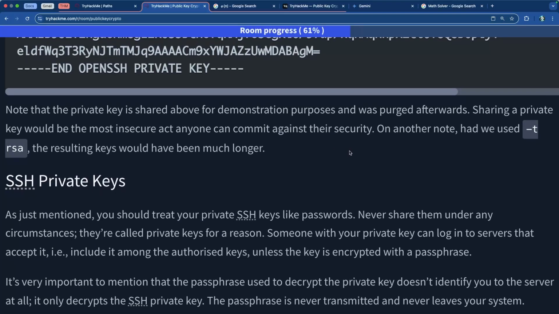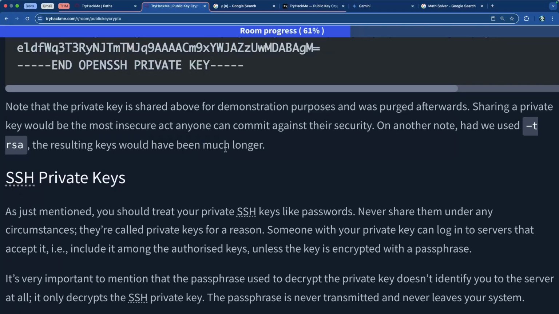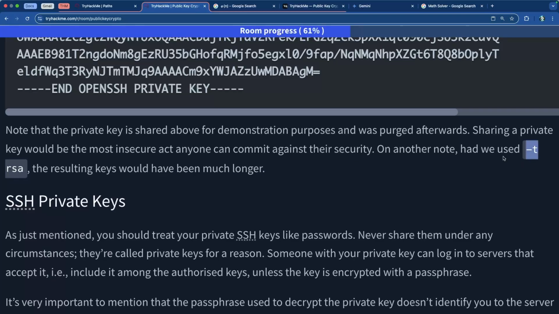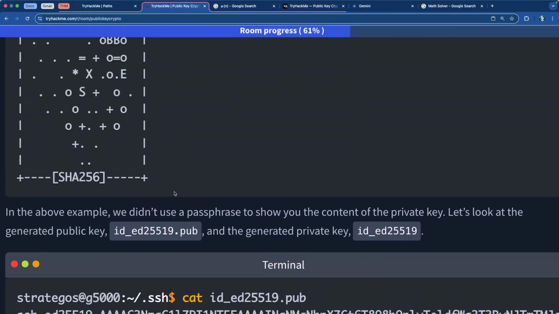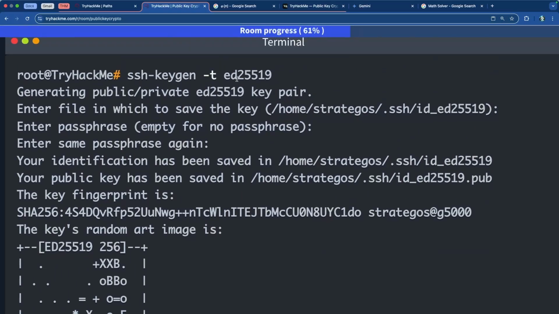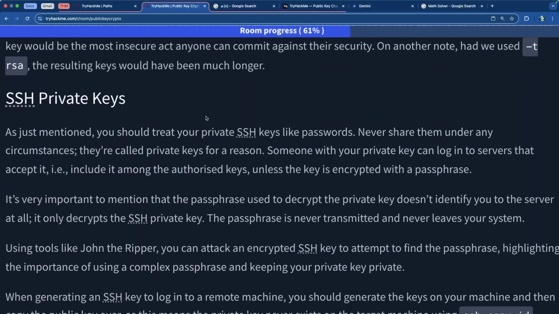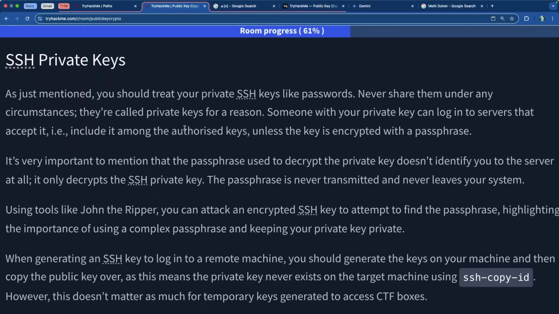On another note, if we had used RSA instead of ED25519, the resulting keys would have been much longer. So as just mentioned, you should treat your private keys like passwords. Never share them under any circumstances. They're called private keys for a reason.